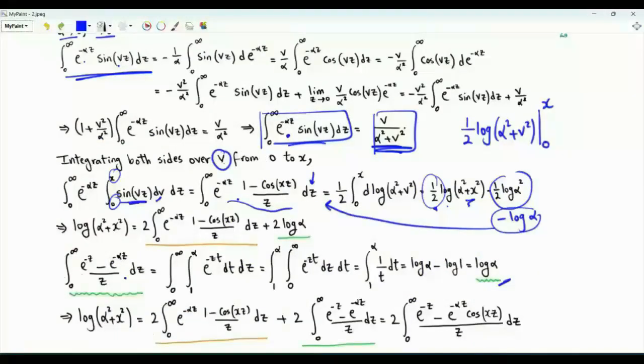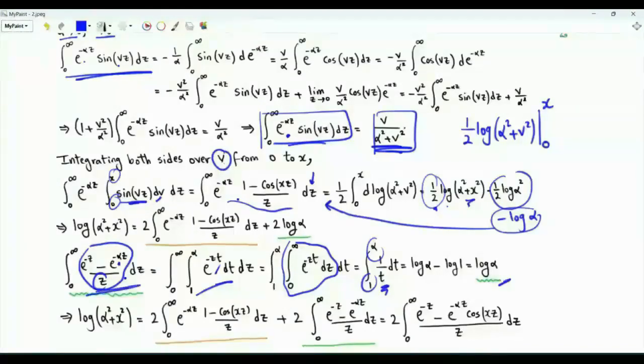Log alpha can be represented using this integral from 0 to infinity, e to the minus z minus e to the minus alpha z over z. One way to see this is to write the integrand as the integral over t from 1 to alpha of e to the minus zt. If we do this integration, we get the z in the denominator, and then we will have e to the minus z times 1 minus e to the minus z times alpha. Assume we can interchange the order of integration. The inner integral now is with respect to z. It is equal to 1 over t, and the integral of 1 over t is log t. Using the limits of integration, we get log alpha minus log 1, which is log alpha.